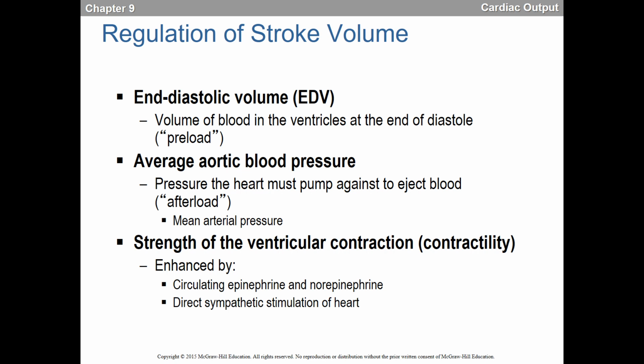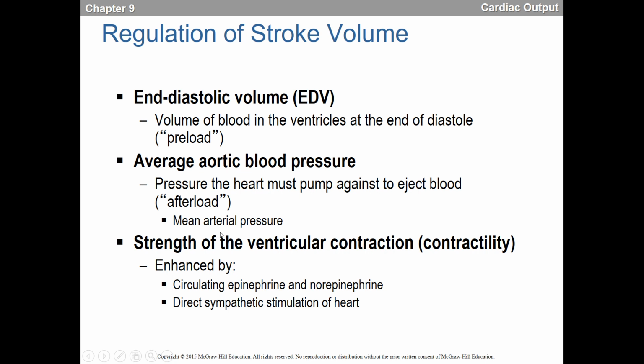So for regulation of stroke volume, one thing that will increase stroke volume is a higher end diastolic volume, or EDV, which is just the volume of blood in the ventricles at the end of diastole, or whenever they've been filled up. Next thing, average aortic blood pressure, or afterload. This is the pressure the heart must pump against to eject blood. So think about how much pressure there is in the aorta, arteries, arterioles, capillaries, all of that type of stuff.